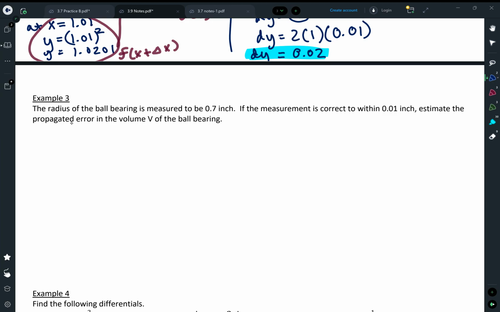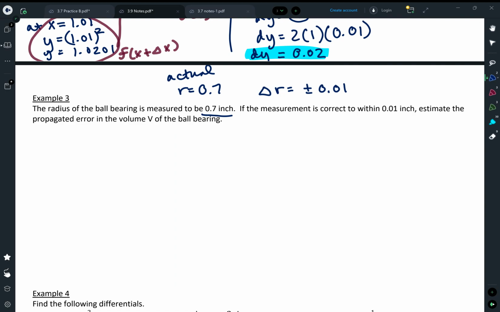So we've got here that the radius of a ball bearing is 0.7 inches. So I'm going to write r equals 0.7. So that's our actual radius, okay? And then we want the measurement to be correct to within 0.01 inches. So that means we could be 0.01 higher, or we could be 0.01 lower, right? That's what that means. So that means that my delta R is equal to plus or minus 0.01. Okay, because I'm looking at actual right now.